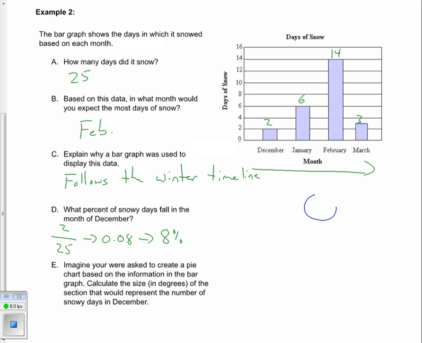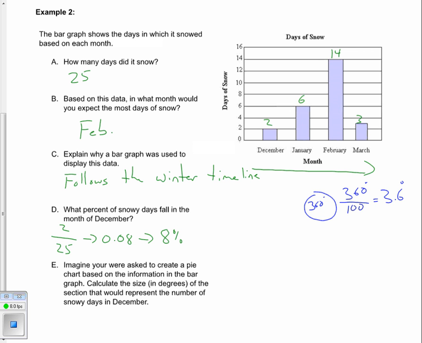Pie charts are always circles. The total number of degrees in a circle is 360 degrees. 360 degrees represents 100% of the pie chart. So if I want to figure out what 1% represents, I need to take 360 degrees represented by that 100%, and that's going to give me 3.6. That means that every single percentage is represented by 3.6 degrees.